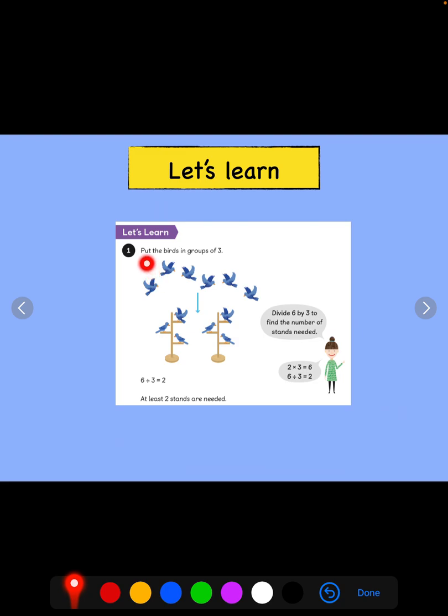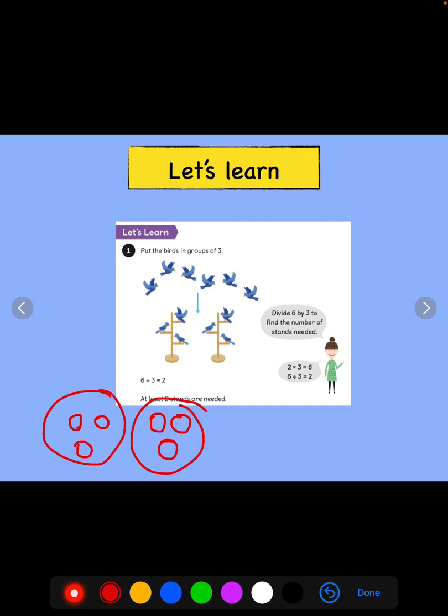What we're doing here is putting the birds in groups of 3 to see how many stands we would need. So if I had 3 birds here, let's pretend these are the birds. There's 1 group of 3. Here are the other 3 birds. So we've just shared our 6 birds into 2 groups of 3. So that means we would need 2 stands.